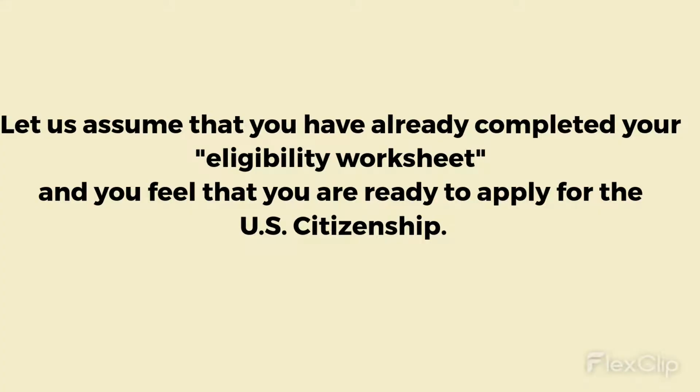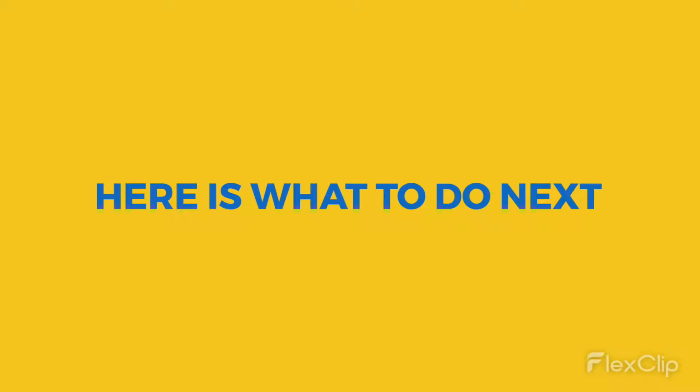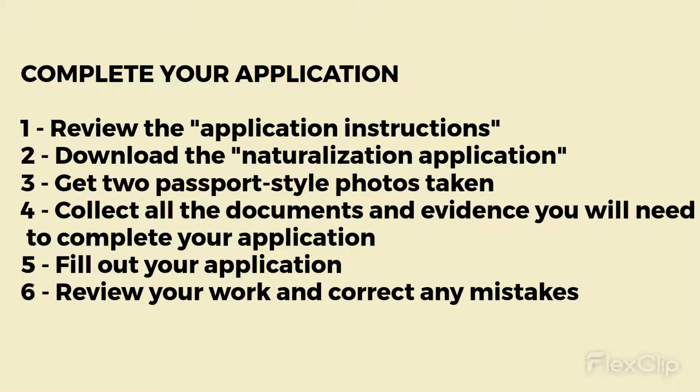Let us assume that you have already completed your eligibility worksheet, and you feel that you are ready to apply for the U.S. citizenship. Here is what to do next. Complete your application. Review first the application instructions, and then, download the naturalization application. Get your 2 passport-style photos taken, and collect all the documents and evidence you will need to complete your application. Fill out your application and review your work and correct any mistakes.